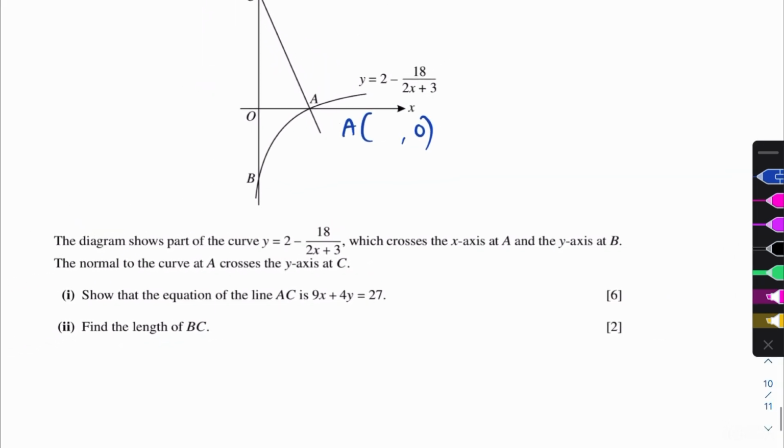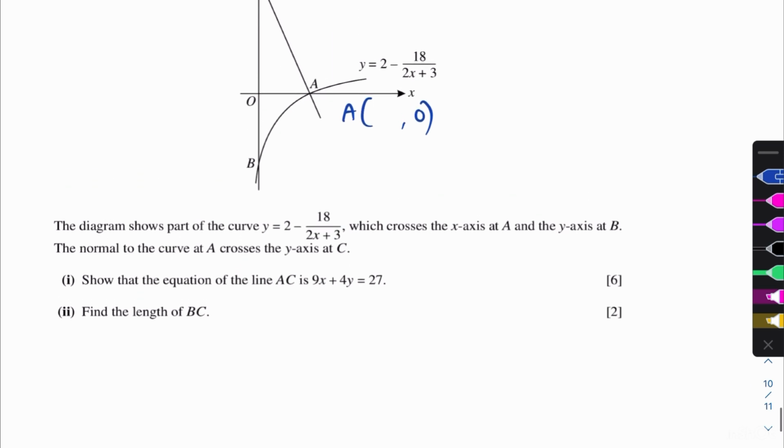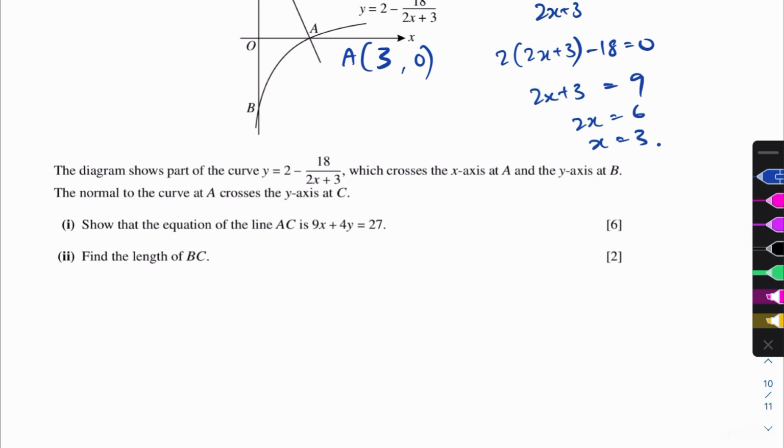And how do we do that? We know it's on the x-axis, so that means y is going to equal 0, so we just substitute y equals 0 into here. So when y equals 0, you get 2 minus 18 over 2x plus 3 equals 0. 2x plus 3 minus 18 equals 0. 2x plus 3 equals 18 over 2, which is just 9. So 2x equals 6 and x equals 3. Cool. So A's coordinates are 3, 0.